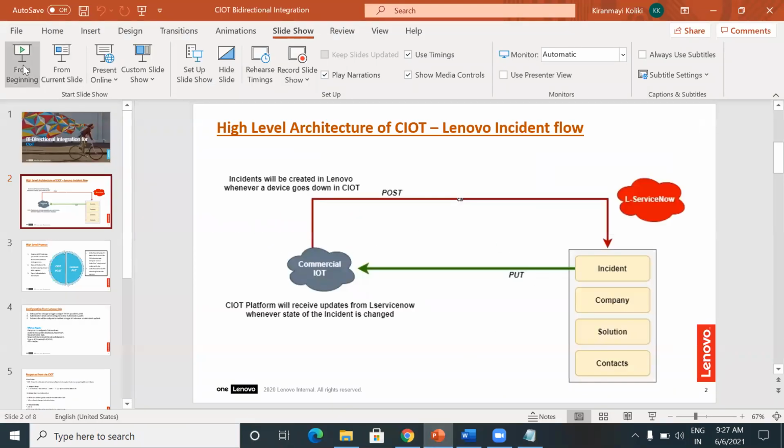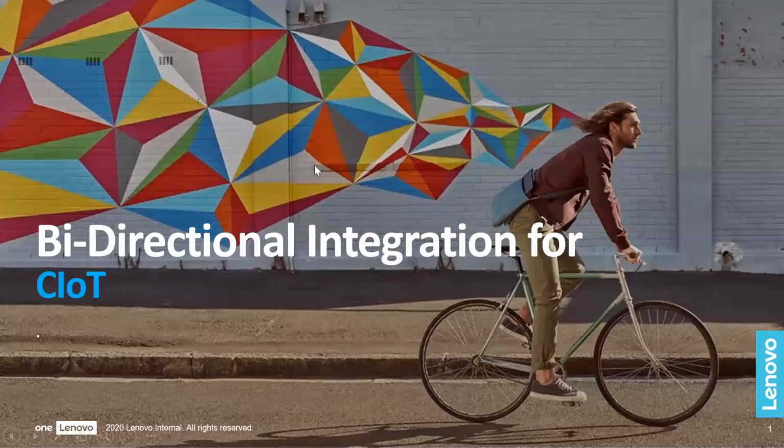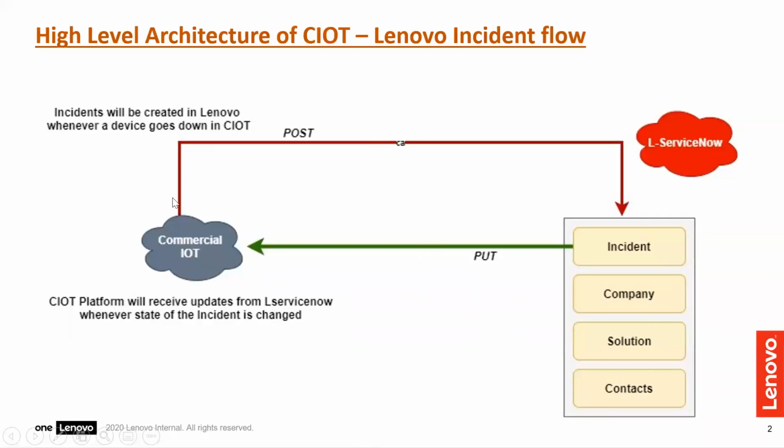Now you will get clear-cut information. See, whenever the CIOT information says a server went down, we are going to create one incident. POST is nothing but create, right? So we are going to create an incident in our ServiceNow. Here, see, the incident got created. The company, solution and contact central fields are extra information which we maintain as data.